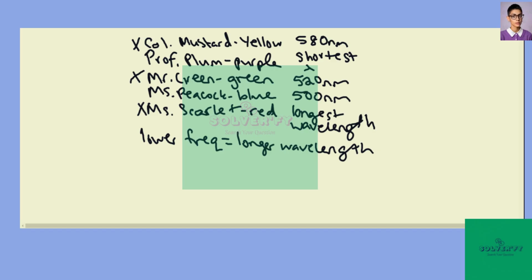And then our last clue is that the shortest possible wavelength was in the other room. And we know that purple is the shortest wavelength. So Professor Plum's off the hook. So that leaves Miss Peacock, who is the blue with 500 nanometers.